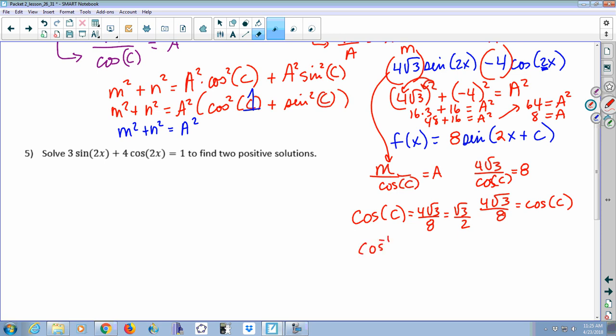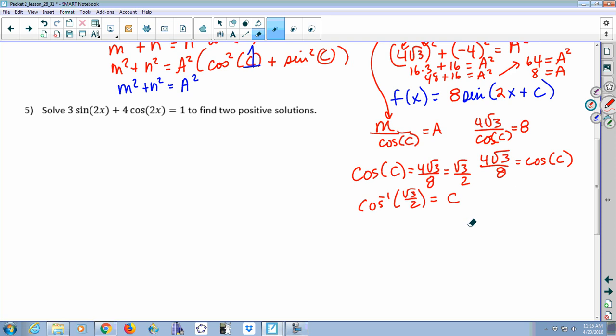Cosine inverse of square root of 3 over 2 is equal to C. We take the cosine inverse of both sides. So C has 2 possibilities here. The cosine is positive in the first quadrant, so this could be pi over 6. Or C could be 11 pi over 6. It could also be in your fourth quadrant. Right now, we don't know which angle we're dealing with because we got those 2 possibilities. But C is definitely a unique angle, just one.